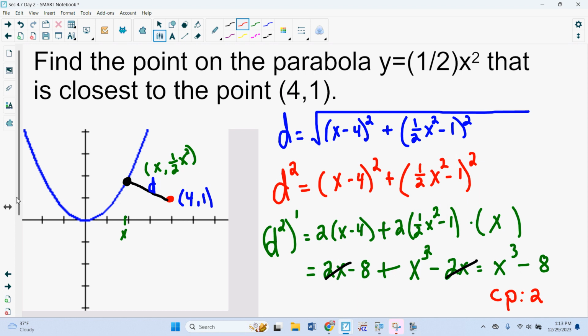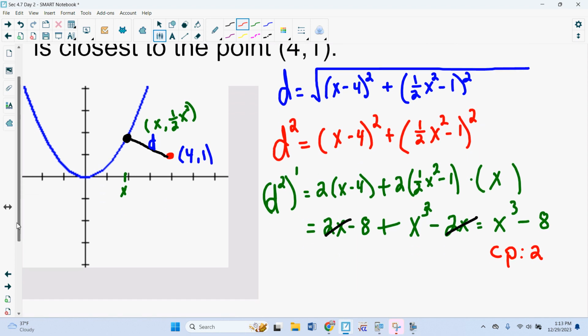Now, once again, I need to show this is a minimum. So I could do the first derivative test with sign analysis, or I could do the second derivative test. I'm going to do the second derivative test. So if I take the second derivative of this, I get 3x squared. But that is always positive. And since that's always positive, that tells me that is a minimum.